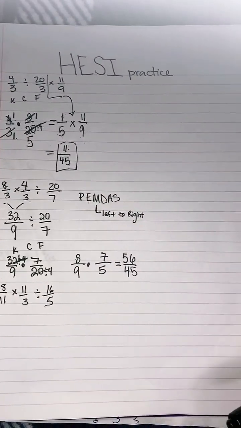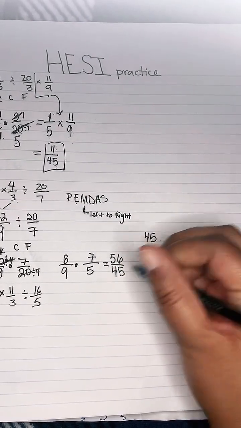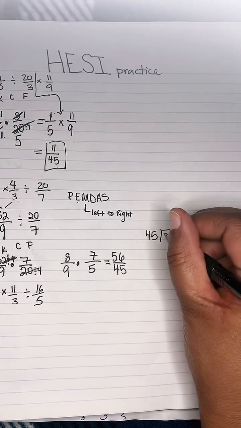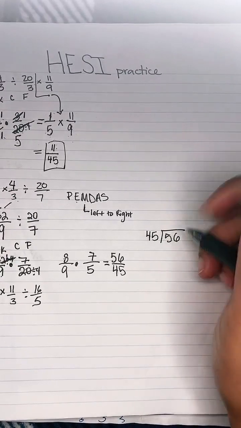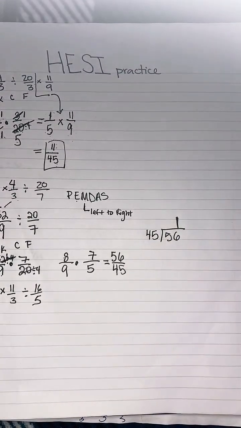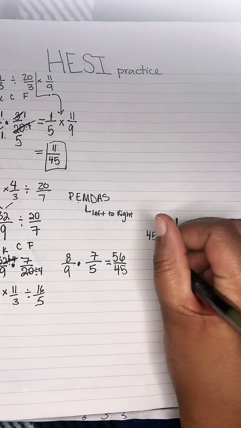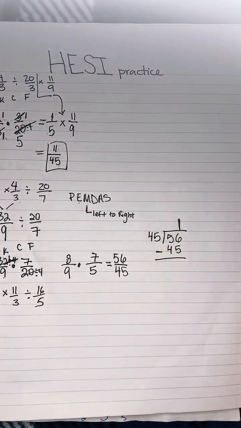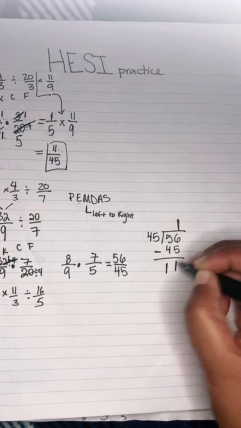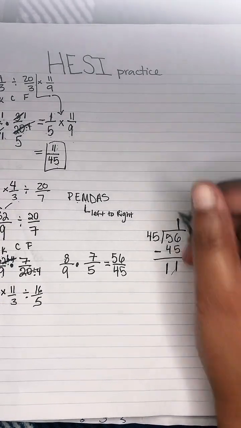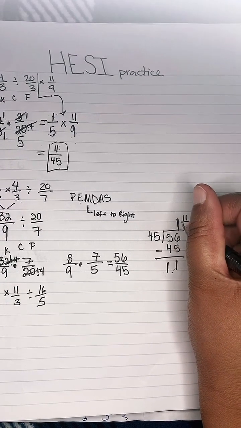I'm going to scoot it over here. So we take the denominator, the bottom, divided into 56. So we can only fit 45 into 56. Okay. So 1 times 45 is 45. And then we're going to subtract. So 5 minus 4 is 1. And then 6 minus 5 is 1. So we have 11 left over. So we say 1 and 11 over 45.